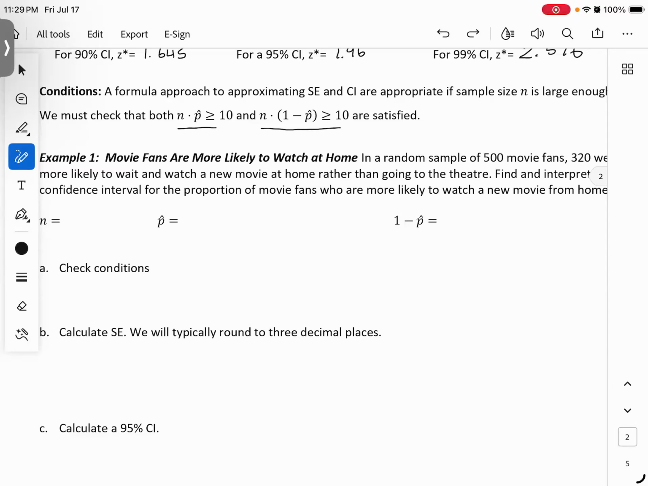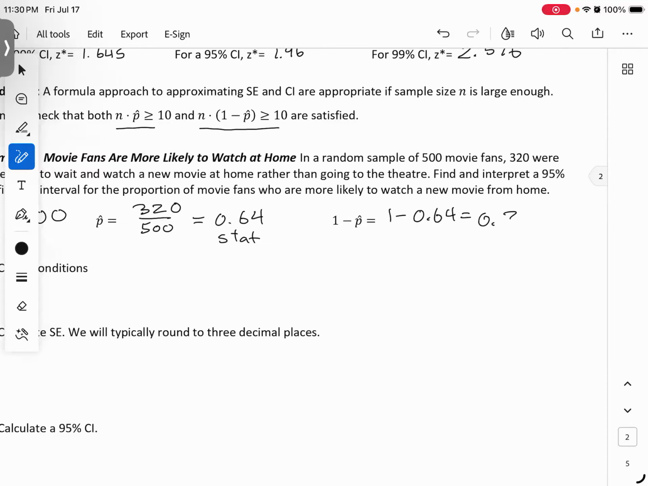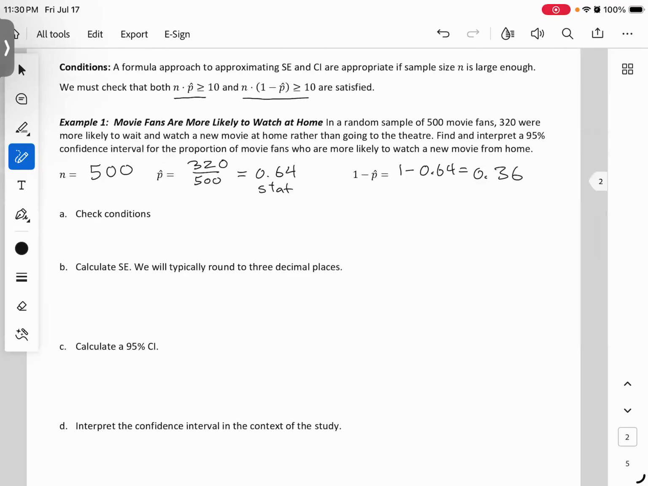Okay, so it ends up being that they said they talked to 500 people, and out of the 500 people, 320 said that they're more likely to just wait and watch at home. And that would be our statistic, 0.64. Now, the other thing we're going to need is the complement, which 1 minus 0.64 would give us 0.36.